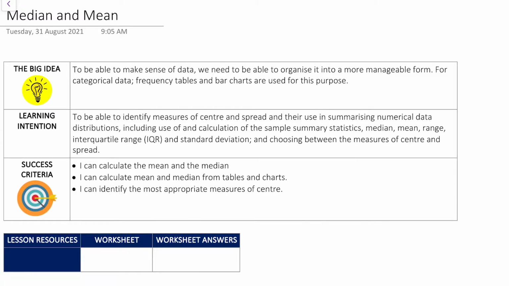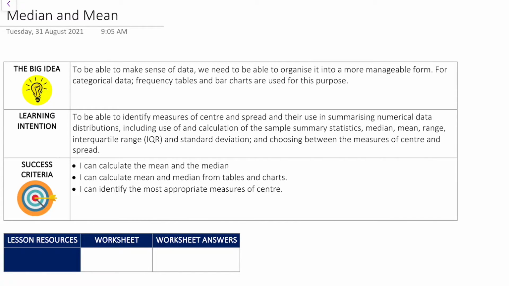to identify measures of center and spread and their use in summarizing numerical data distributions, including the use of and calculation of the sample summary statistics: median, mean, range, interquartile range, and the standard deviation, and then choosing between the measures of center and spread.